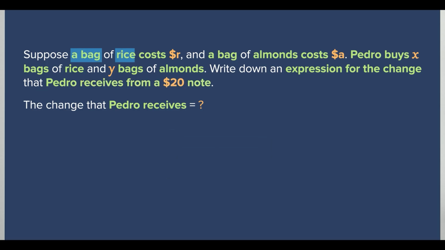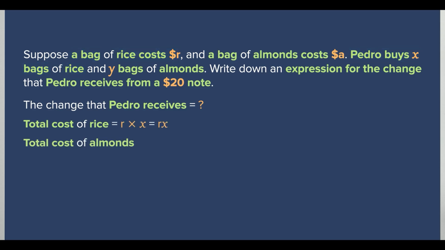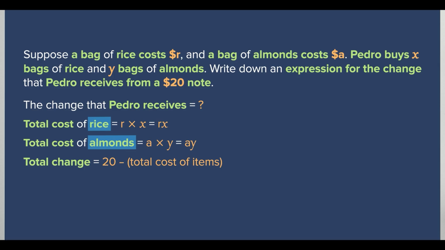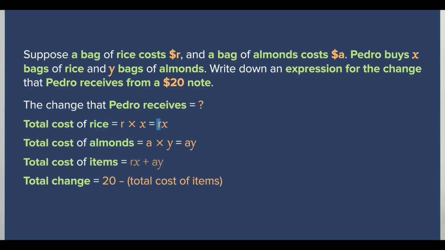Here, since a bag of rice costs R dollars and Pedro buys X bags of rice, the total cost of rice would be R times X. And the total cost of almonds would be A times Y, right? That's right. And since Pedro paid with a $20 note, he would get back some change. It's not that difficult. We just need to subtract the total cost of each item from the $20. The total cost of the items would be Rx plus Ay. Hence, the change he is supposed to get equals 20 minus Rx minus Ay.